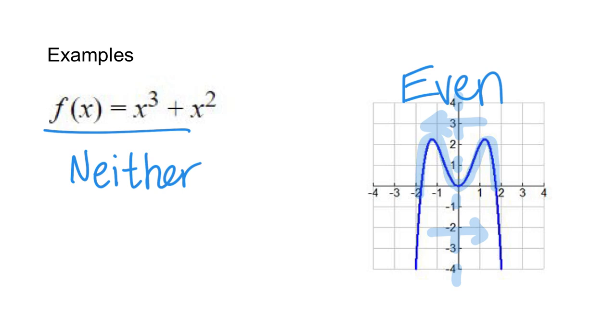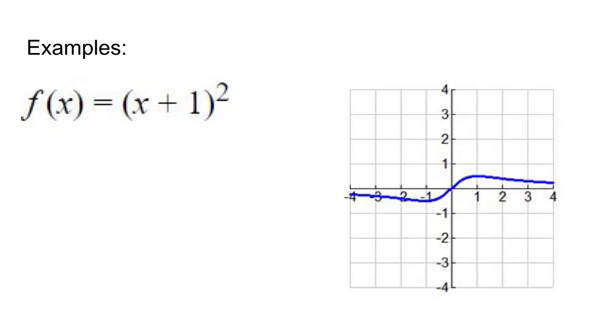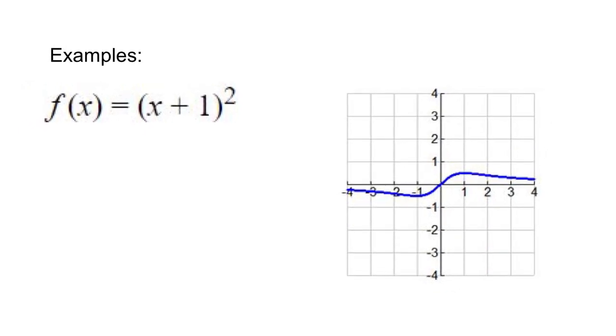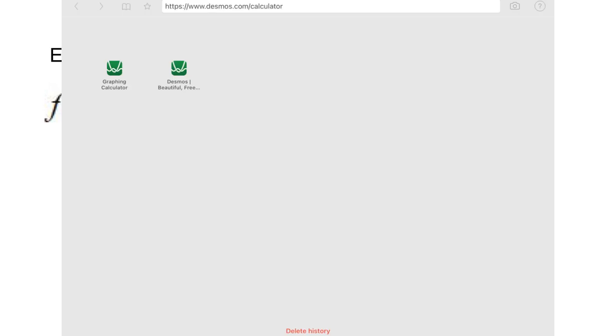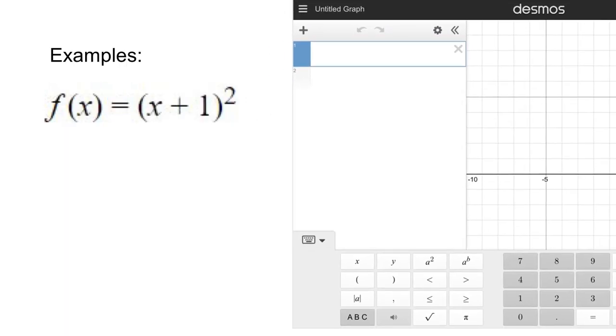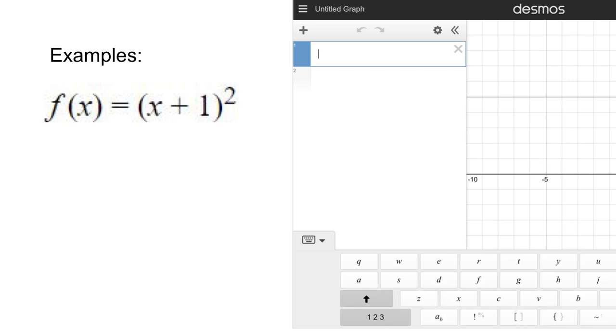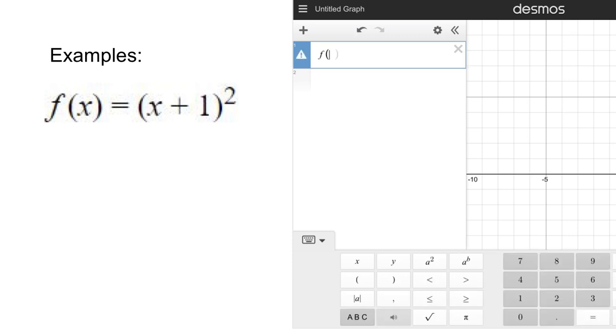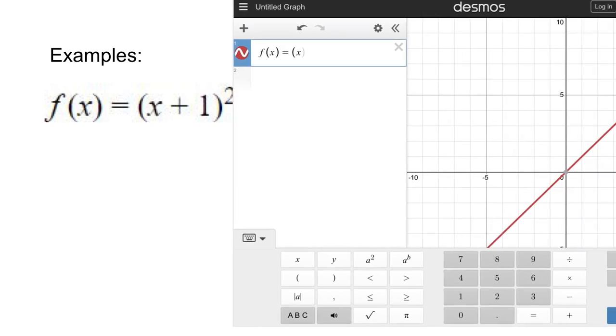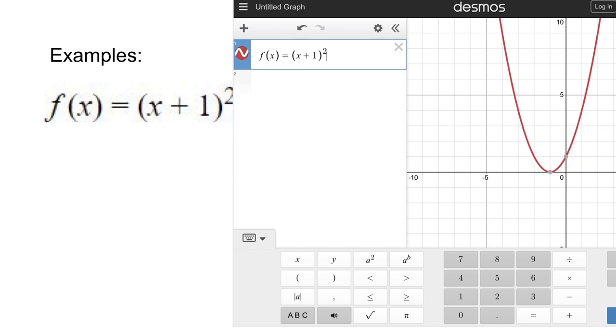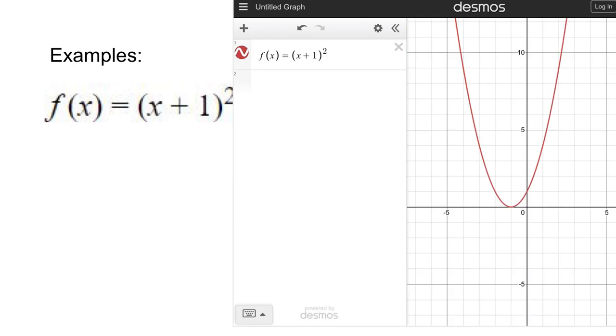All right, moving along. So here we have another one that we've got to put in Desmos to look at. So I'm going to grab Desmos here. Type in f of x equals (x plus 1) squared. Okay, there's my function. It is parabola shaped.